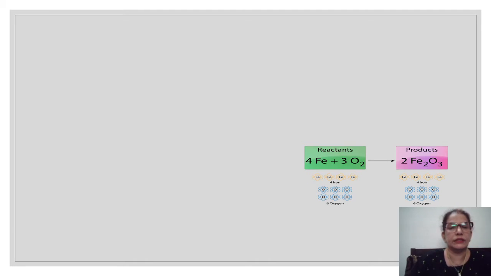So now let us see the balancing of this equation. First let us write a skeletal equation. So the skeletal equation for this would be Fe plus O2 gives Fe2O3. That is, iron reacts with oxygen to give iron oxide. So for balancing, the first step is to make boxes and note down the number of atoms on the reactant side and the product side.